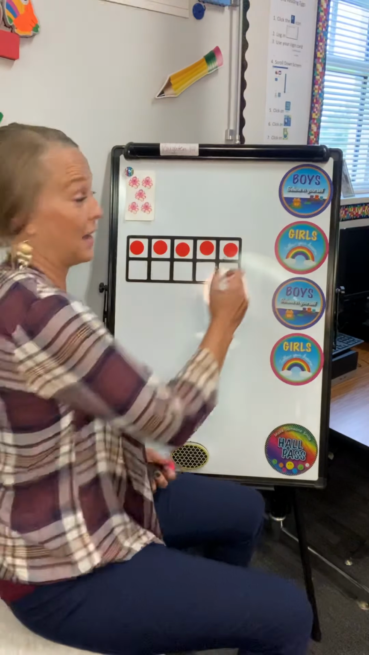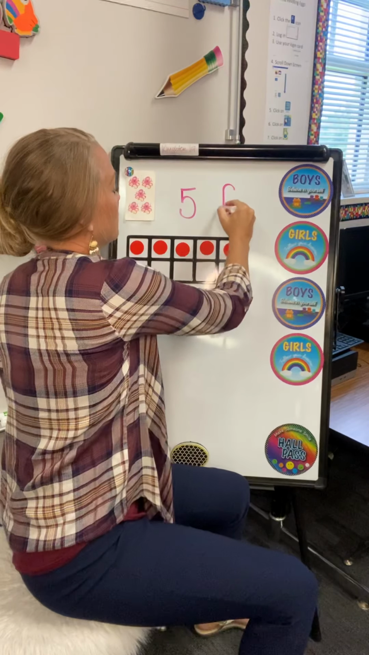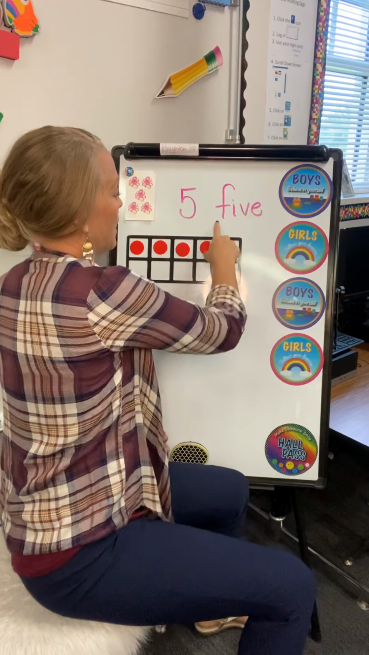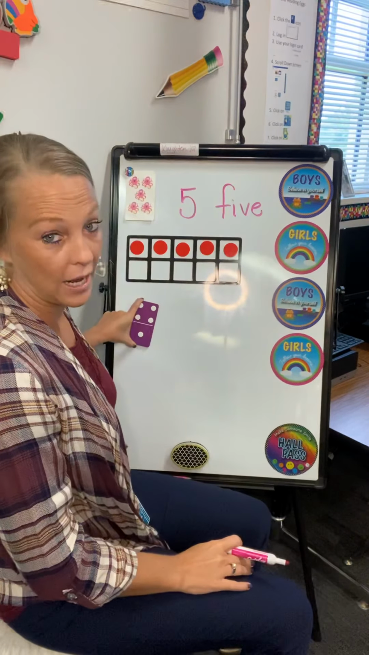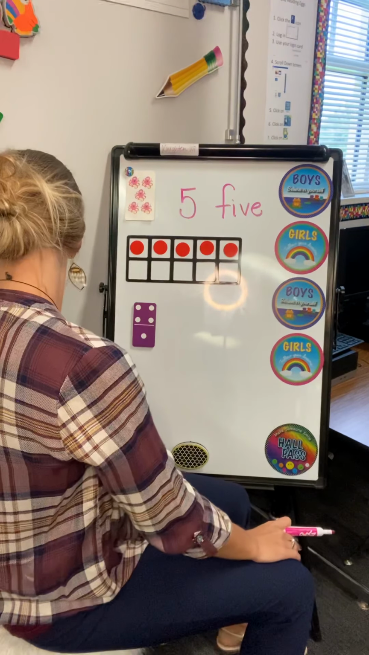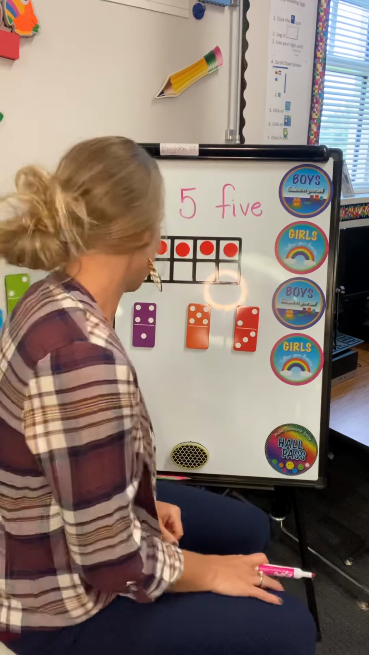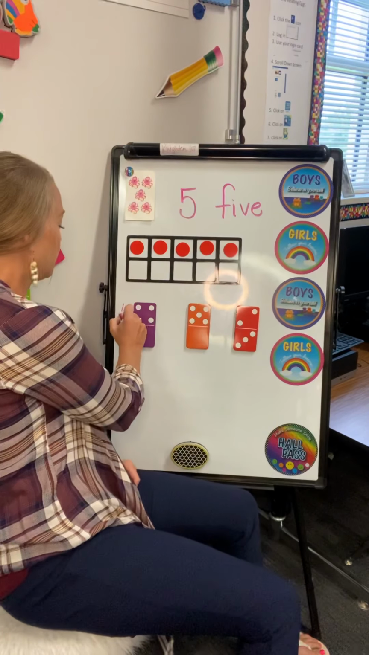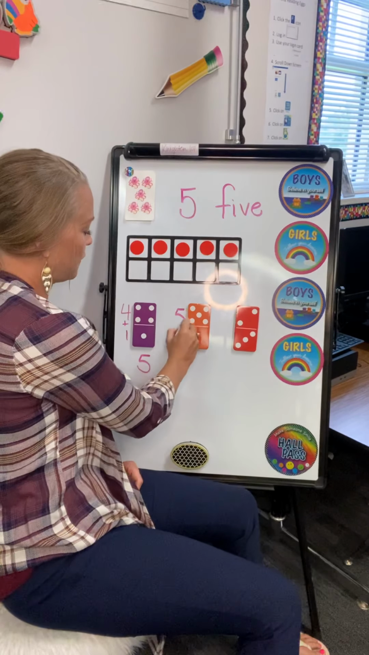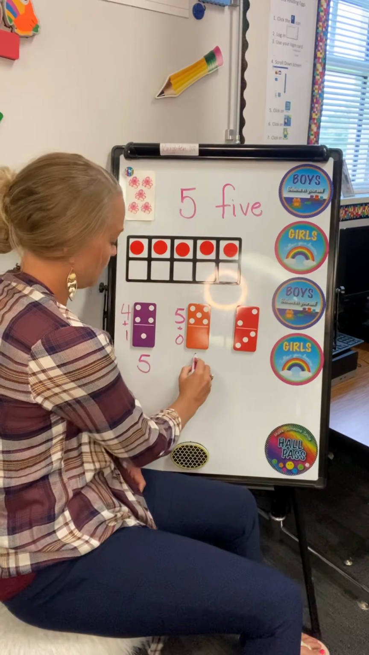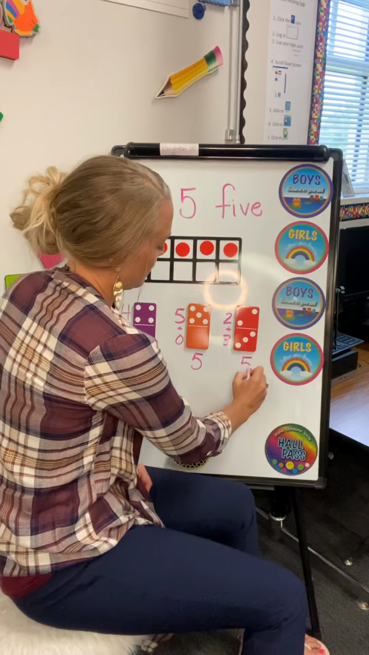I have 1, 2, 3, 4, 5 dots I can do. And write the number 5: down, around, and stop, line on top. And I can write the word, F-I-V-E. And then here we go. So now we have ways to make 5 on a domino. This shows me I have 4 and 1. That gives me 5 here. Here's 5 and 0, and that also gives me 5. And this is 2 and 3, and that gives me 5.